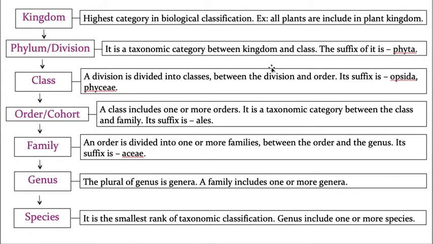Now the next one is class. This is a division, that means phylum, which is again divided into so many classes, and it is present between division, that means phylum, and order. It also ends with the suffix opsida or phyceae. Whereas order, a class includes so many orders, and it is a taxonomic category present between class and family, and it ends with ales, whereas family ends with aceae. Okay, Liliaceae, Fabaceae, Solanaceae, Malvaceae, Caesalpiniaceae.